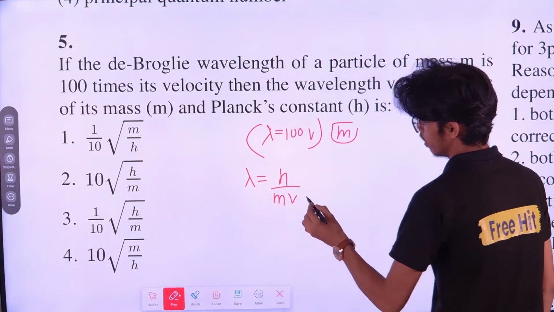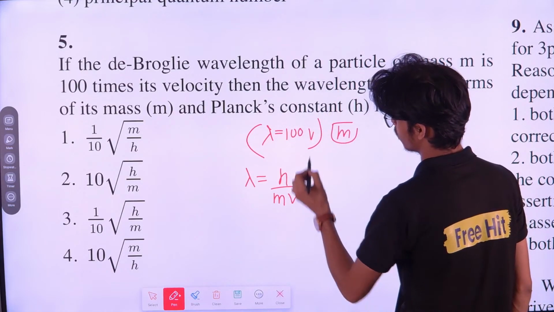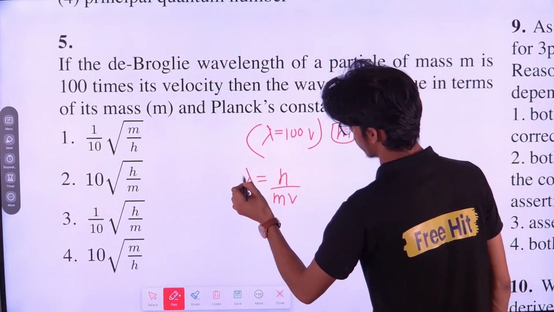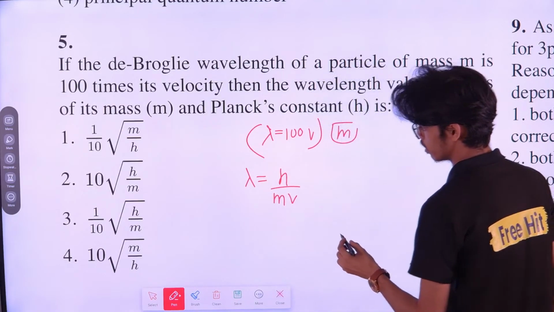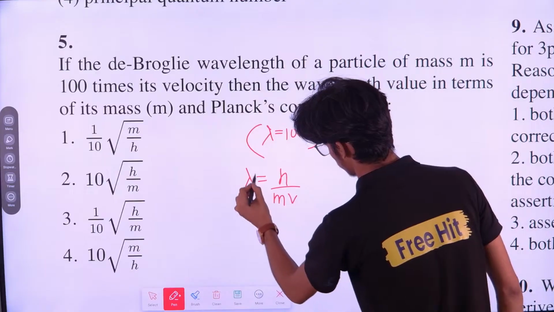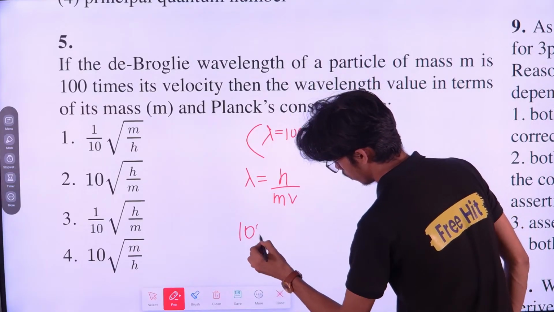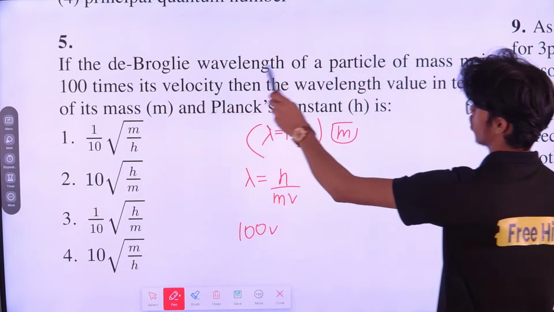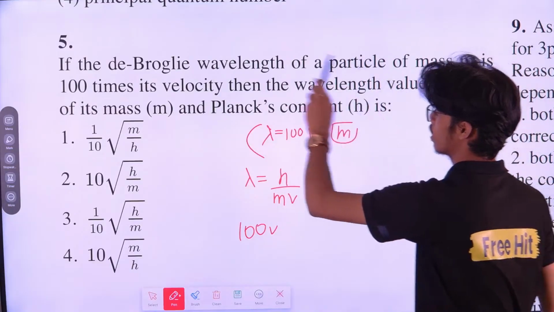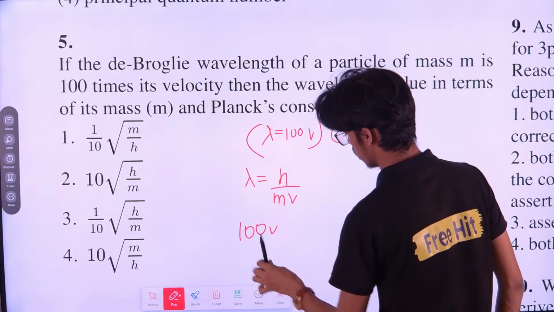Now see, lambda is equal to 100 times of velocity, right? So now let's see what we can do. We can just put it here. Instead of lambda we should put 100v. Why? Because it has said that the de Broglie wavelength of a particle of mass m is 100 times its velocity. So that's what we did. Now just put it here.